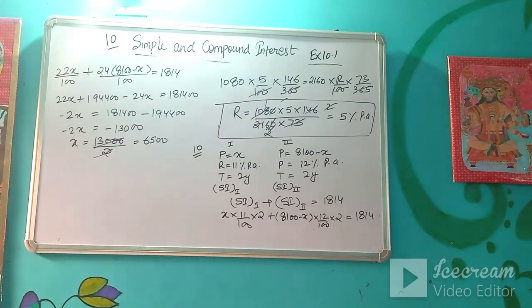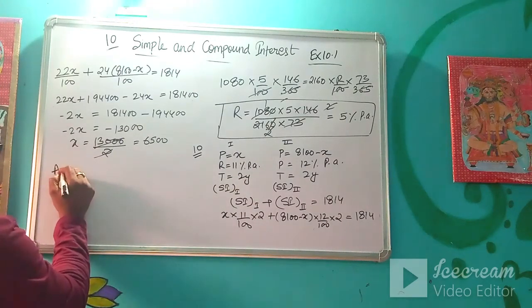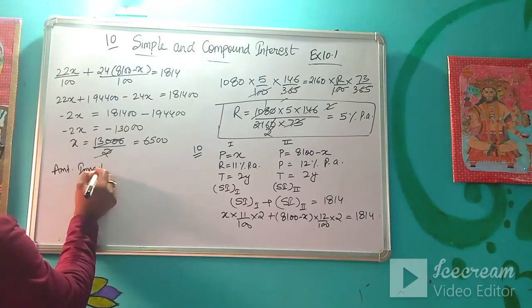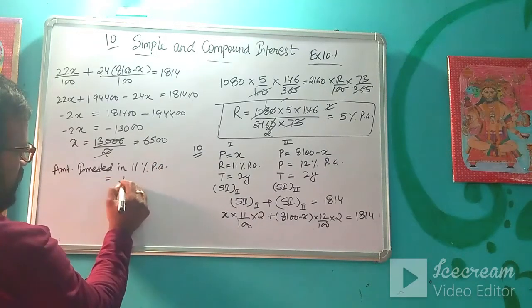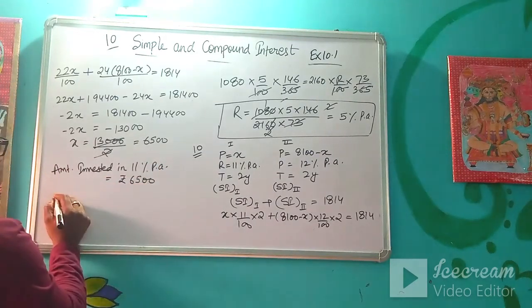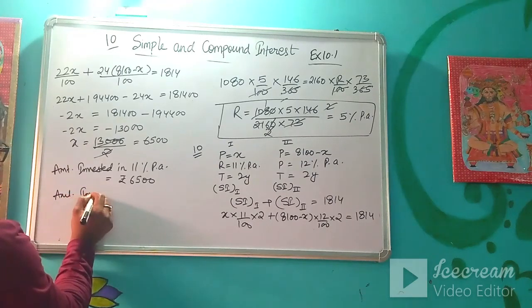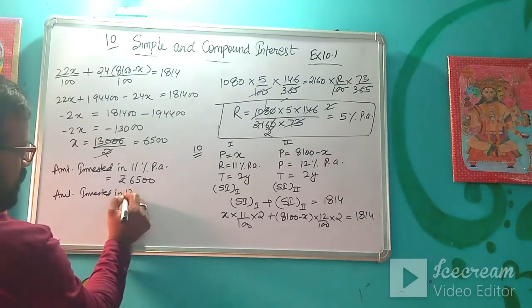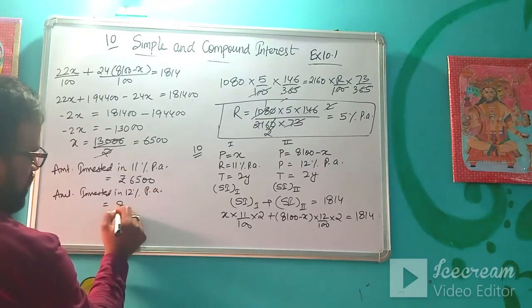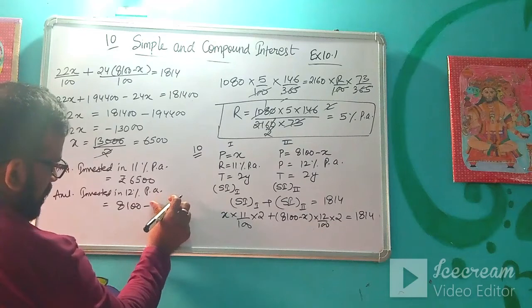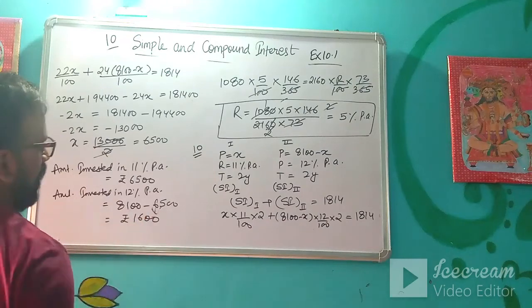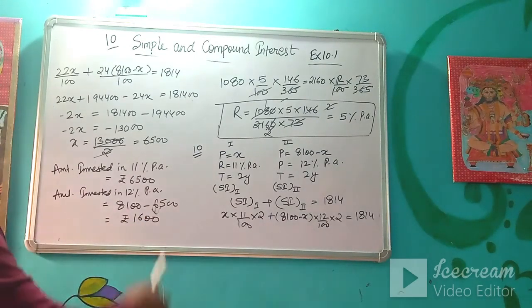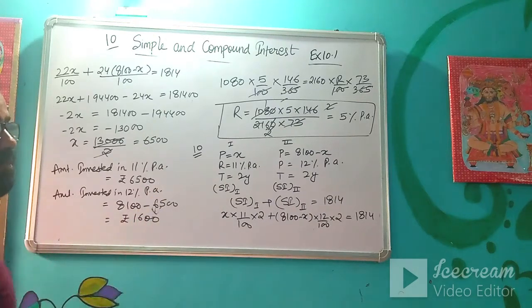Okay, so we have to calculate the amount he invested in each. So the amount invested in the 11% per annum scheme is rupees 6500, and the amount invested in the 12% per annum scheme is 8100 minus 6500, that is rupees 1600. Okay, so this is the amount that he has invested at the two different rates of interest.